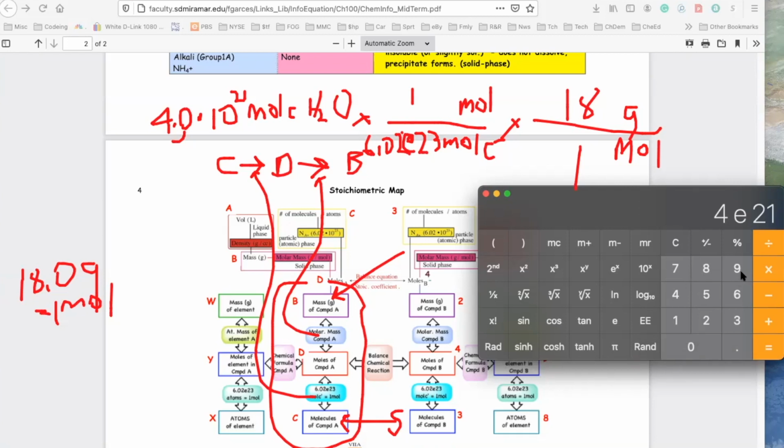Then I'm going to divide by 6.02 exponent 23. That's Avogadro's number. Okay, and then I'm going to multiply by 18. Then I'm going to hit equals. That's the mass, 0.119. I think I need to round this off to significant figures. 0.12 grams of water would be my answer.